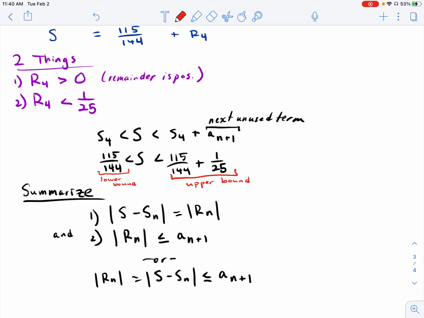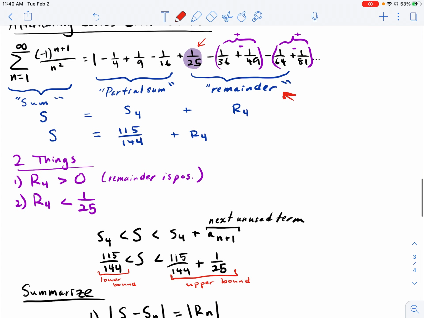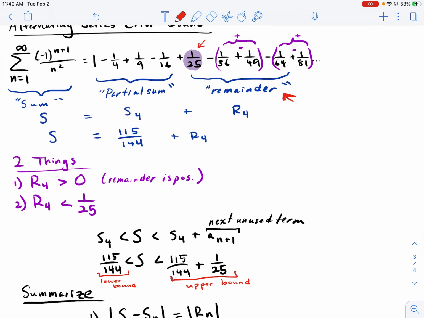Now, you'll notice that I talked about the absolute value here. Why am I mentioning absolute value? Well, if you go back to my original series, notice that I, quote unquote, arbitrarily stopped at the first 4 terms. But what if I had actually had you add the first 5 terms of this series? What if I said my partial sum was going to consist of the first 5 terms? Well, in this case now, my first unused term would be a negative value. So what then? Well, we can still establish the same, or similar, 2 things, but now our inequality is simply flipped around. But that doesn't change the alternating series error bound theorem.